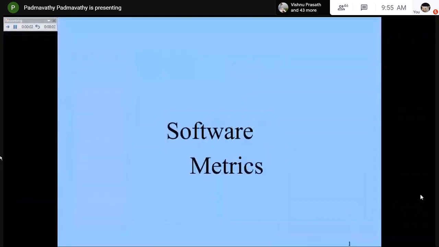So the next topic is software metrics. It is not enough if we just develop the software. It is necessary to measure the quality of the software. It is necessary to measure the software which you are developing.